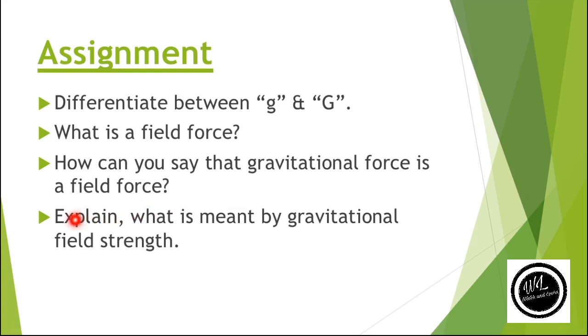We have discussed that if a body is moving away from the earth, its velocity goes on decreasing, but if it is moving close to the earth, its velocity goes on increasing. So it is due to the gravitational pull of the earth acting on the body, whether the body is in contact with the earth or not. From this we can say that gravitational force is a field force. And the last thing is to explain what is meant by gravitational field strength.